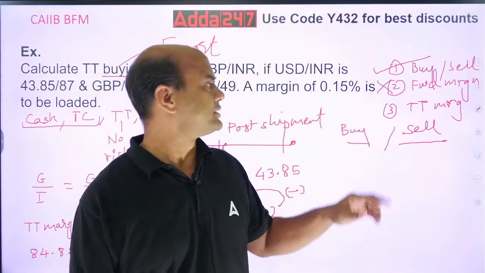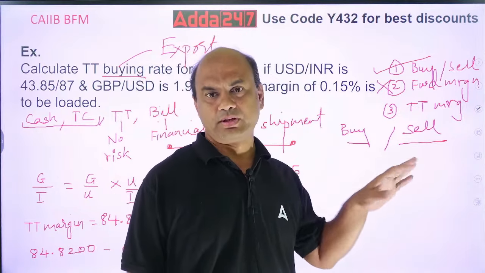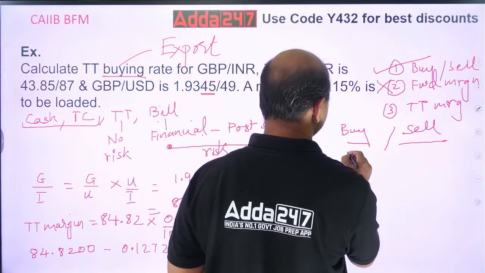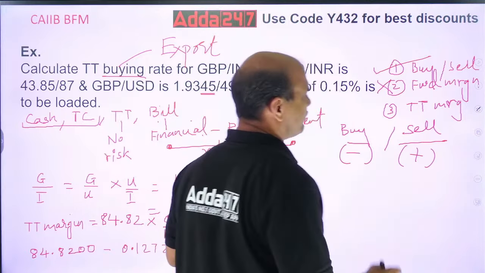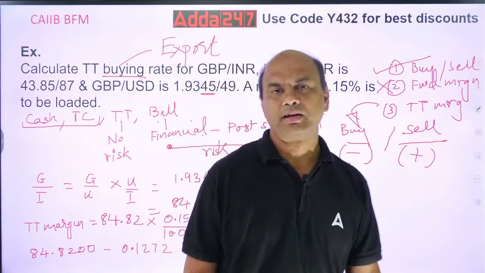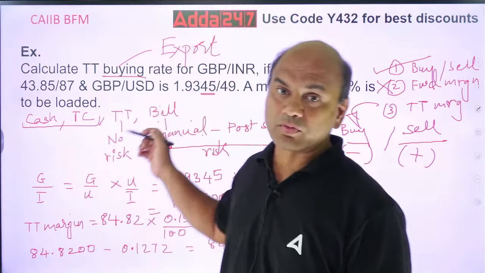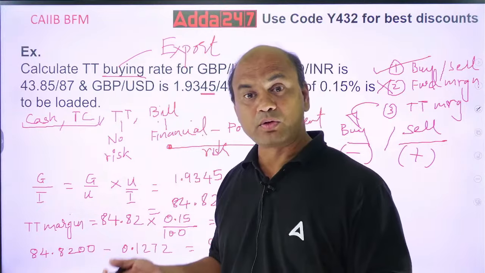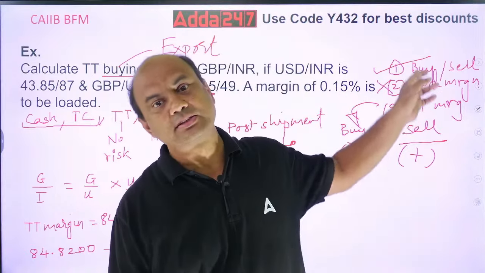TT margin. For this TT margin, you'll use a simple logic. Whenever you are buying anything, you'll be using subtraction, minus. And whenever you sell, you will add. Whenever you buy, you subtract. Whenever you sell, you add. Okay? So now here what are you doing? Buying rate. So buy, so subtract. But for that you need to know the TT margin.